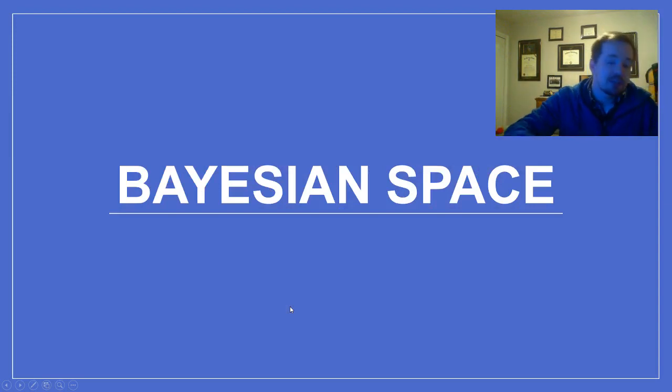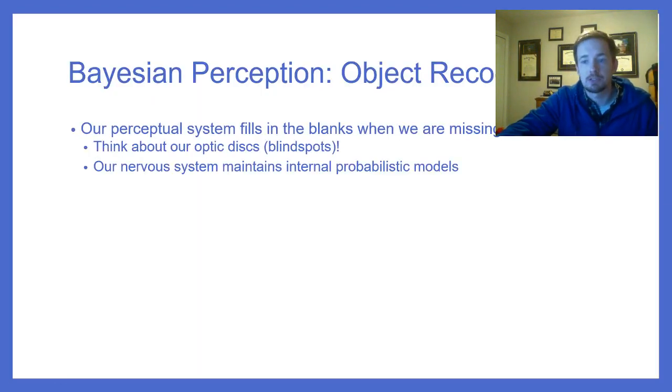All right, so moving into Bayesian perception, you may remember we talked a little bit about Bayesian perception in Chapter 4. The textbook talks about it a pretty good bit. Basically, Bayesian perception is the idea that our perceptual system is going to fill in the blanks a lot whenever we are trying to perceive the world.